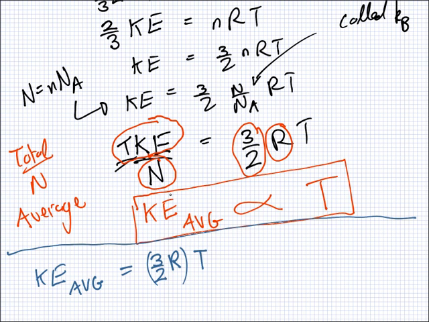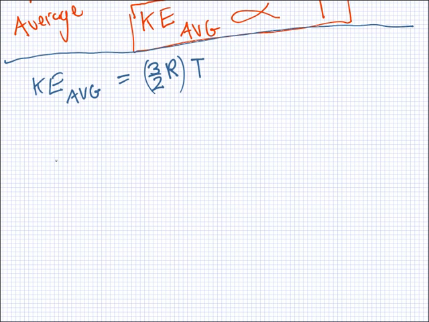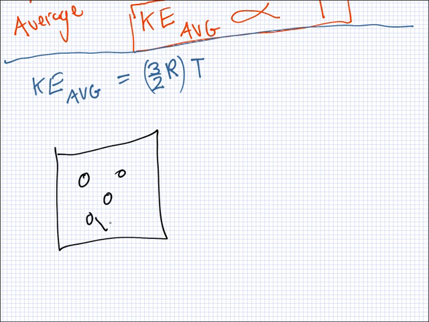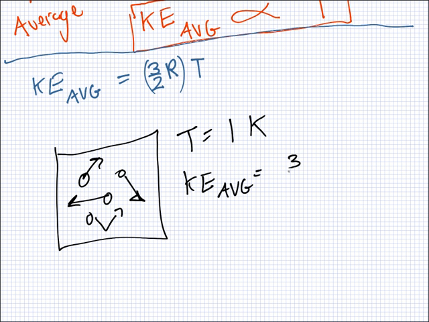Let me just give you a very, very simple example. Here's a gas. Here's the molecules. The molecules are moving around. Let's suppose the temperature is quite cold. Let's say it's only 1 Kelvin. So if I use this formula, the average kinetic energy is 3 over 2 times 8.31 times 1. So that's roughly 12 joules.